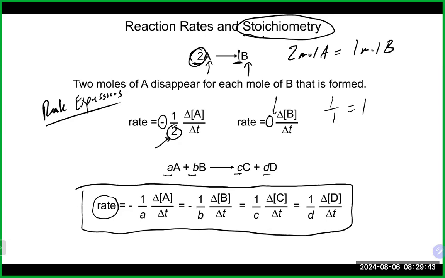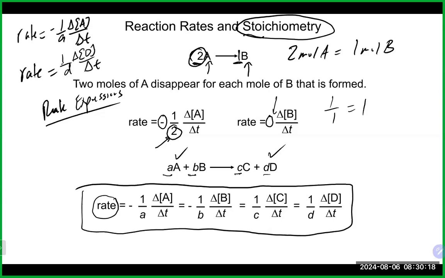If you just know the average rate as well, you can figure out how everybody else is changing. These are all set equal to each other, which means you don't necessarily have to use the entire reaction. If, for example, you just had information about A and D, you could pull those out separately and say the rate is equal to -1 over A, change in concentration of A over the change in time. You can also write a rate expression for just D by itself, 1 over D, change in concentration of D over the change in time. So how would this be helpful?